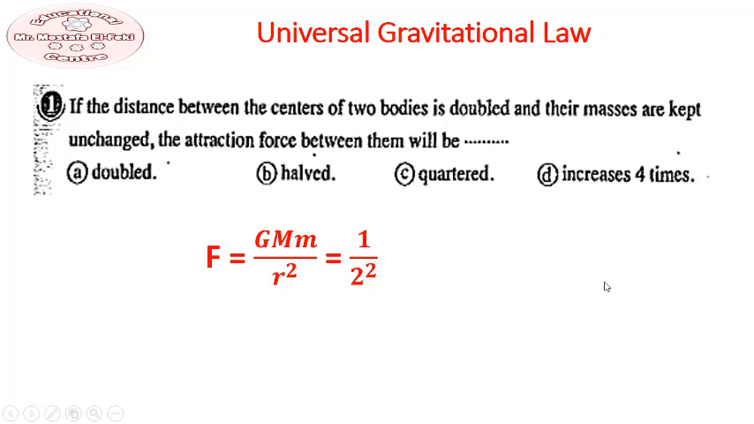If the distance between the center of two bodies is doubled and their masses are kept unchanged, the attraction force between them will be... The attraction force equals G m m divided by r to the power of 2. Since the distance between them is doubled, then the force equals 1 over 2 to the power of 2, then the force equals 1 over 4. This means that the force decreases to a quarter of its value.